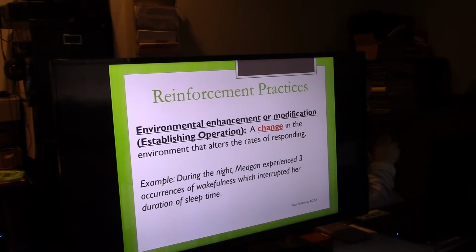Trying to think of the environment that alters the rate of responding. So, the change in the environment. I don't know, maybe there was something that kept waking her up. That's a really bad example. How is that an example? I don't understand. Something must have woken her up. Husband snoring. Yeah. Maybe the dog farted. Maybe she had a bad dream. So 3 occurrences of wakefulness which interrupted her duration. So she didn't sleep for a full 7 hours.